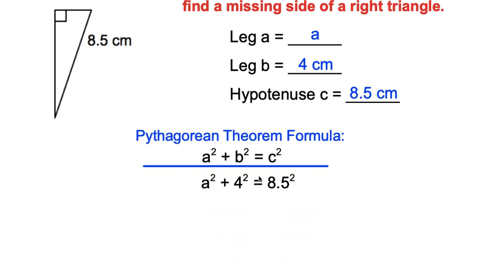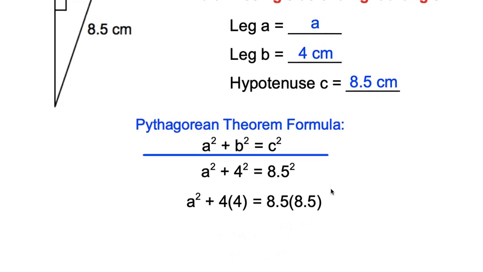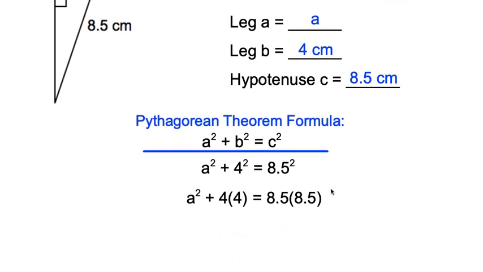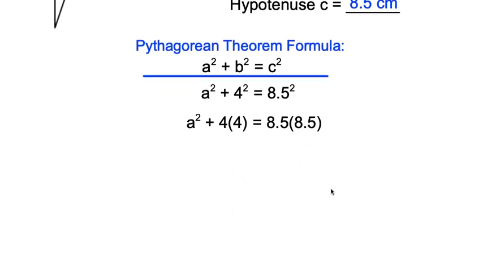And now go ahead and carefully do your calculations. Remember, 4 squared is the same as asking you 4 times 4. 8.5 squared is the same as asking you 8.5 times 8.5. Let's carefully do our calculations.